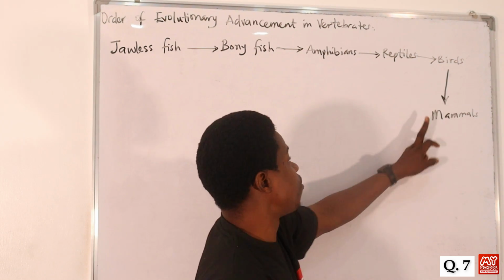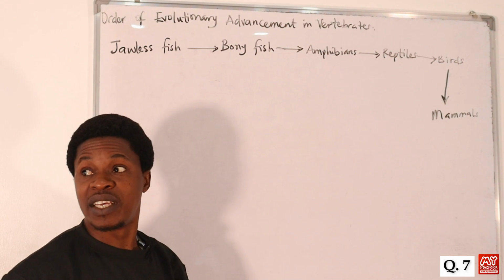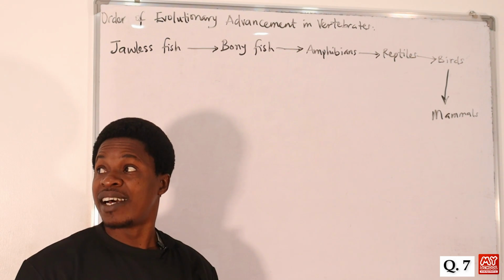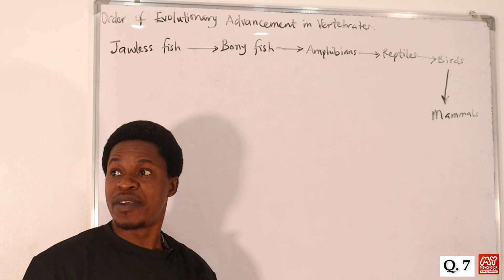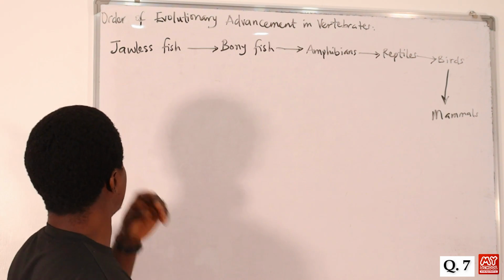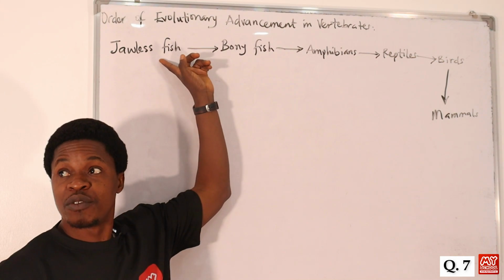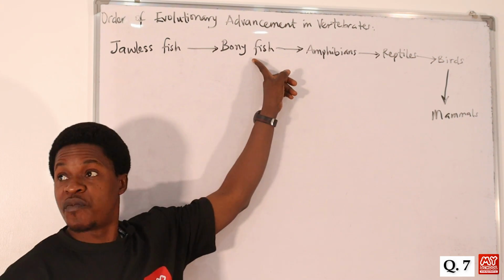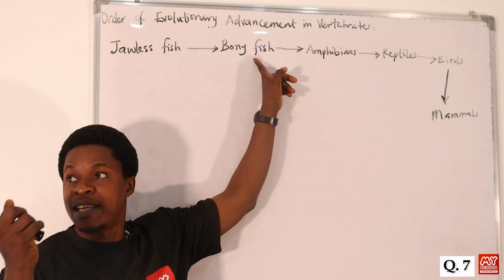So mammals are the most advanced. If you look at the options we're given, we have Roman figure 1, ratus, agama, Bufo regularis, and Tilapia zili. Jawless fish: among those options, we don't have any jawless fish there. So let's look at the other one. We have bony fish. Do we have bony fish? Yes, we have the tilapia zili.